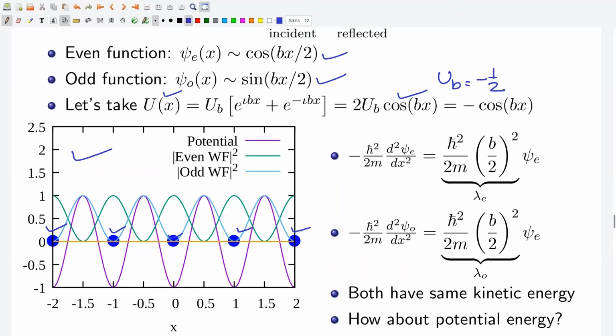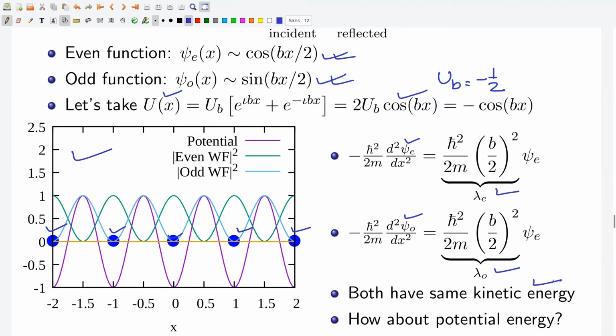Let us calculate the kinetic energy of the even and odd wave function. Using the even wave function equal to cos bx by 2, the kinetic energy is h cross square by 2m times b by 2 whole square. Similarly, using psi odd equal to sine bx by 2, we get the kinetic energy of the odd wave function to be equal to h cross square by 2m times b by 2 whole square. Thus, we find that both the wave functions have the same kinetic energy.